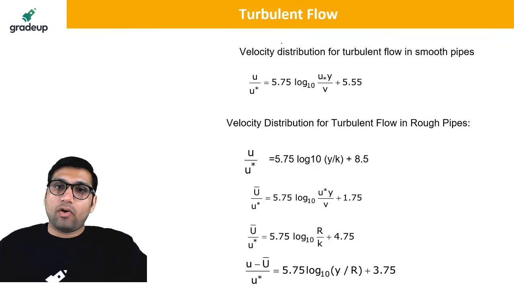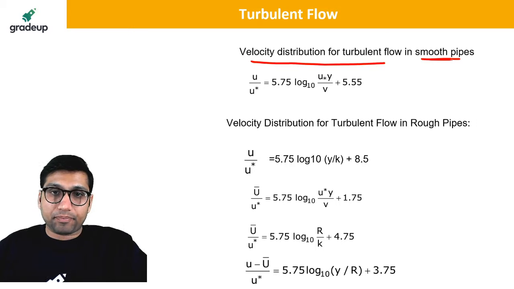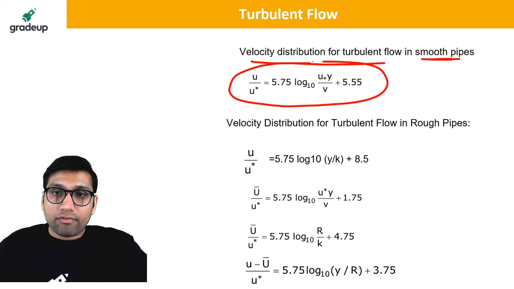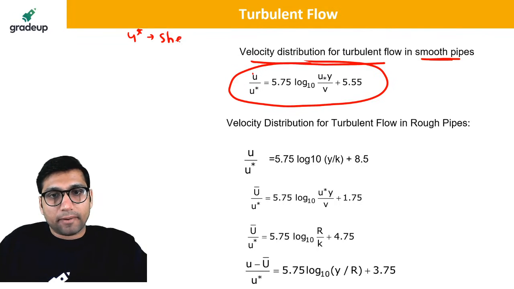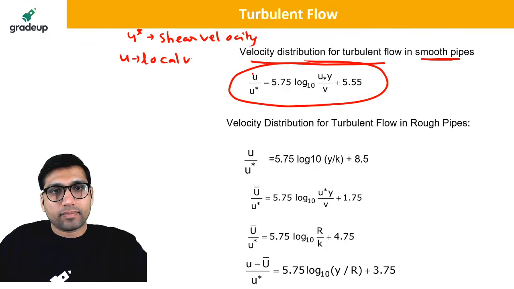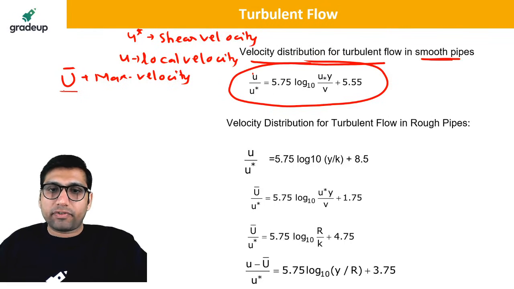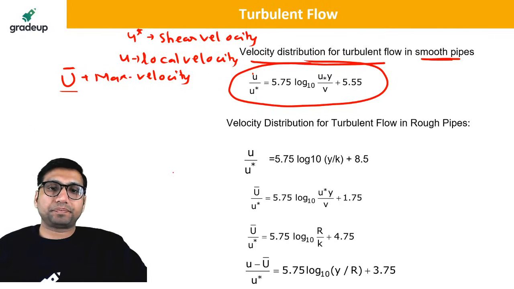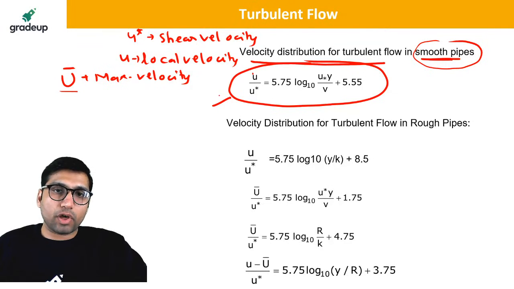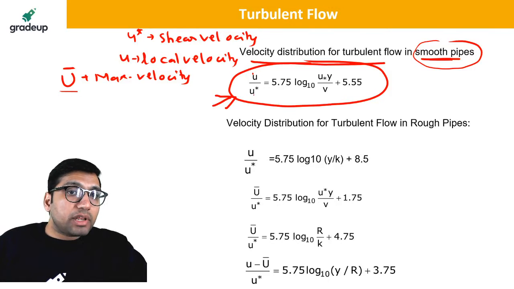Try to focus here. Velocity distribution for turbulent flow in smooth pipe. This is the velocity distribution in terms of local velocity and shear velocity. I will be using U star for shear velocity, U for local velocity, and U bar for maximum velocity. These are the different types of velocity you have to use. So my dear students, this is the velocity relation in terms of local velocity and shear velocity.